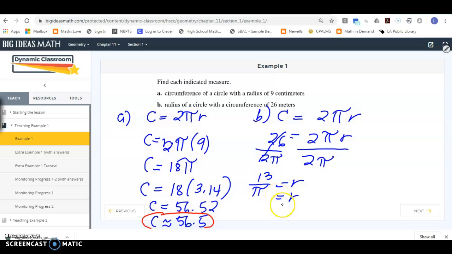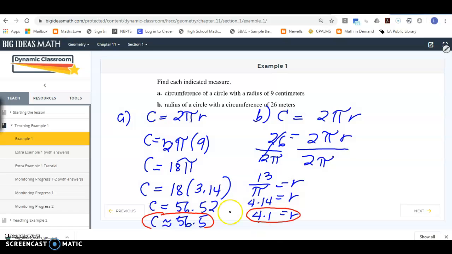So if you want to approximate that, let me see, I need to get my phone so I can do it in the calculator. It's 13 divided by 3.14, and I'm getting 4.14. So to the nearest tenth, this will be 4.1. So that's the answer to these two examples.